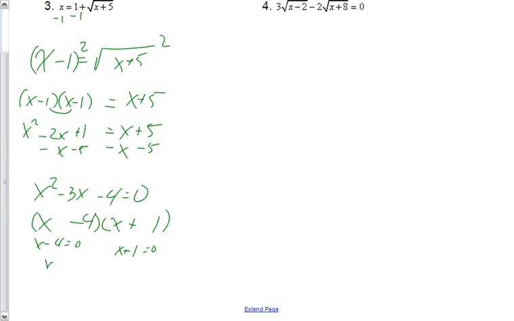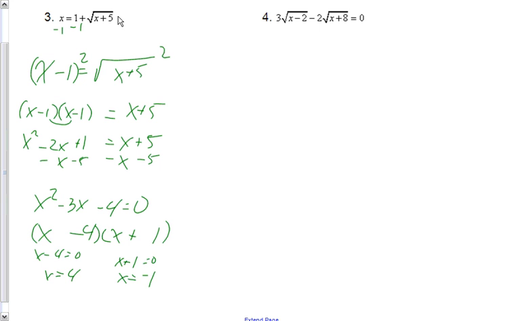And solve. You get x equals 4 and x equals minus 1. Right? You got to check. Does 4 equal 1 plus the square root of 9? That's 3 plus 1, that's 4. So you're okay. Negative 1 equals 1 plus the square root of 4. Oh, wait a minute. That's 2 plus 1. That's 3 equals negative 1.